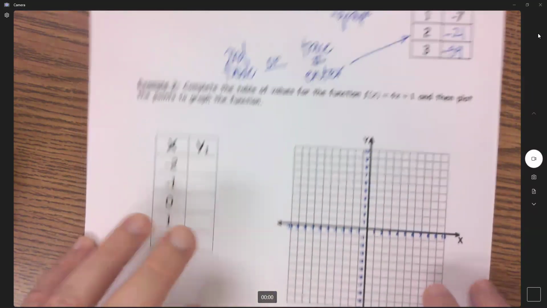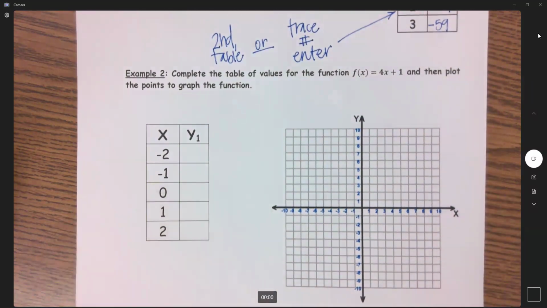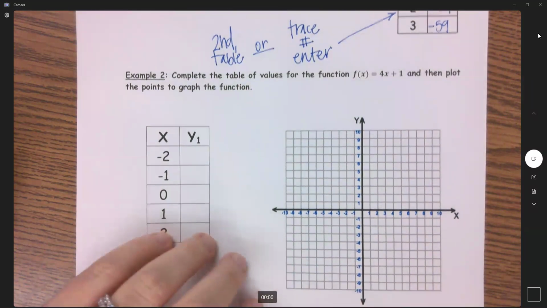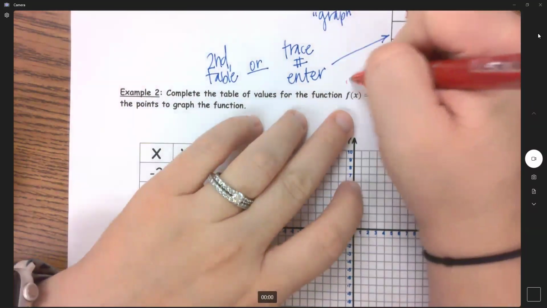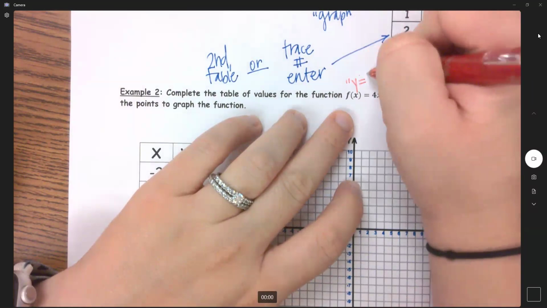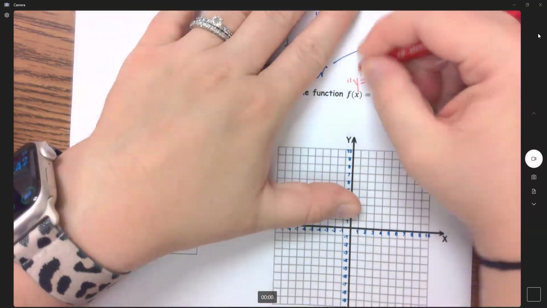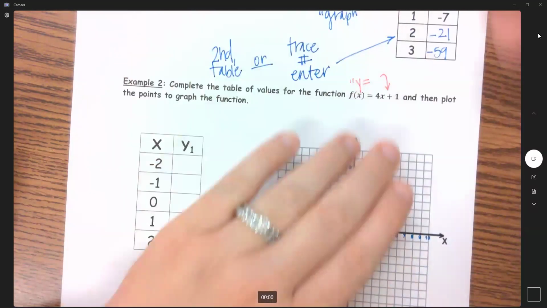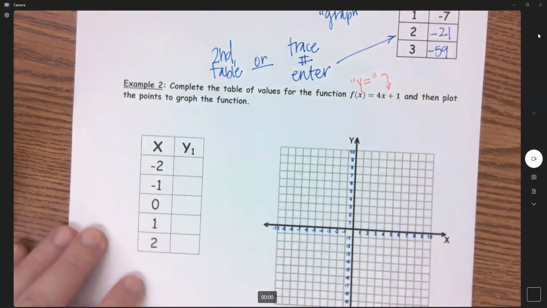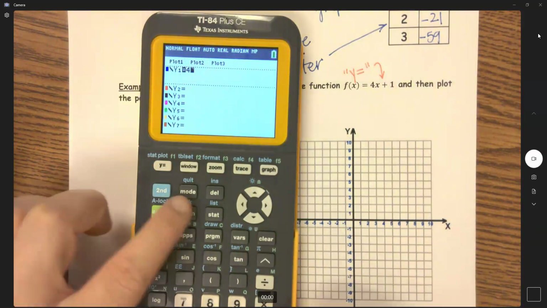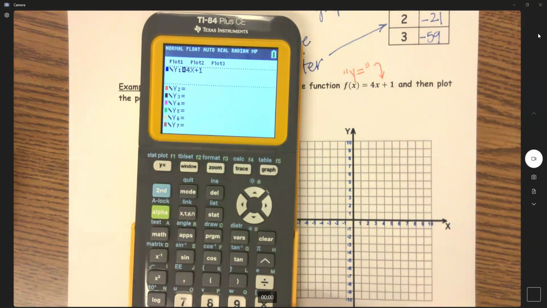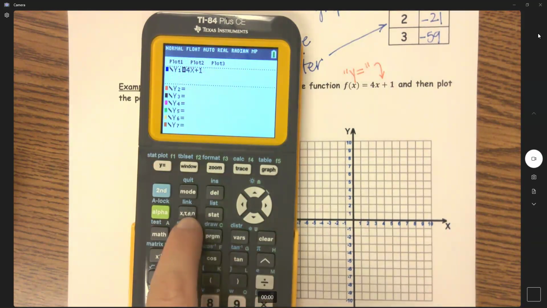Okay, example 2, complete the table of values for the function f of x, then plot the points and graph the function. So I'm going to do this one in a different color just so it doesn't get all jumbled together. We will start by typing this into our y equals. So y equals, clear that out. For x plus 1, one more time, that x is right here at X, T, theta, n.